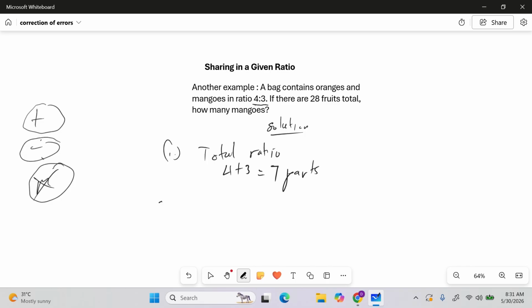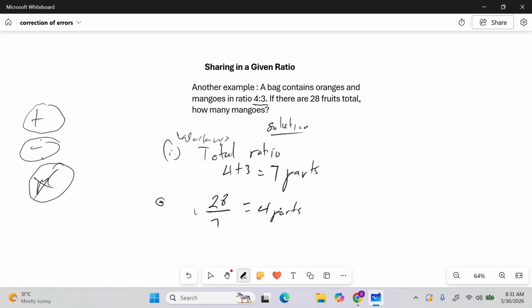So I'm going by division. I have 28. That's my workings. Workings: 28 divided by the total ratio, 7. 28 divided by 7 is going to give us 4. So it means that 4 parts.